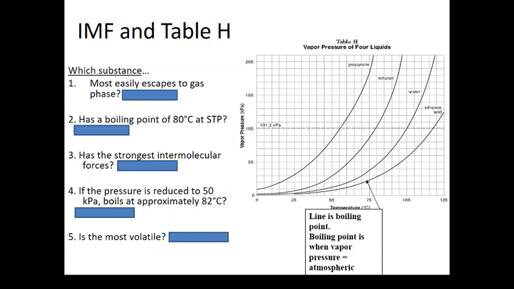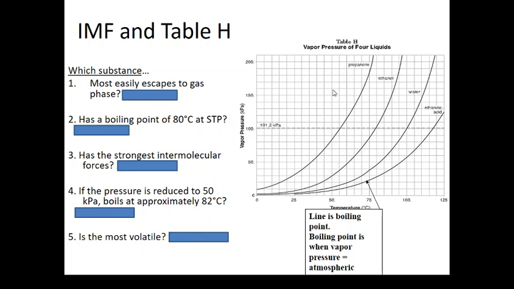By looking at the table on Table H, you can see that we have 4 different liquids. The line is the boiling point. Boiling point, remember, is when the vapor pressure and the atmospheric pressure are the same. So the pressure of the gas interior to that exterior of the container. So, most easily escapes to gas. Which of the following looks like it escapes most easily to gas?